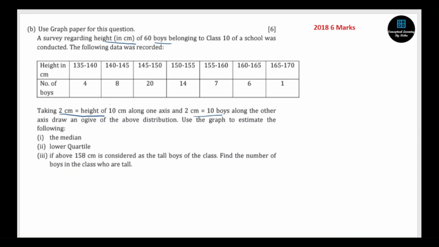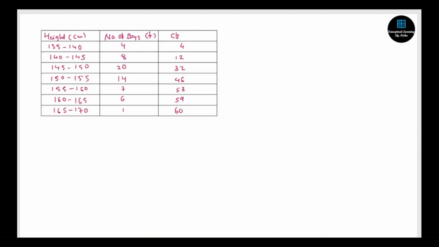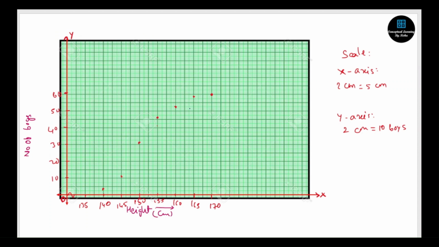First, we have to prepare the CF table. I have prepared this CF table, and you know how to prepare it. Now you have to plot these points. So 140 comma 4 is the first point, and so on. We have to plot them on the graph. These are the points which we got here. Mention the scale and everything, which values you are taking on the x-axis and y-axis. And now we have to plot the smooth curve. So we'll do this.